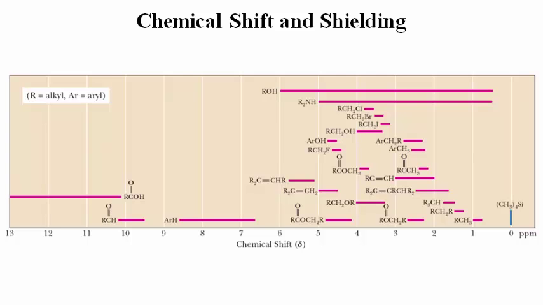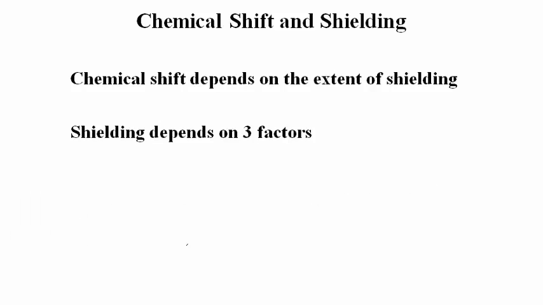As you can see on the bottom right hand side at 0 ppm, that's our TMS, our reference, and then a variety of hydrogens attached to different functional groups at varying chemical shift values. And so you'll use a chart like this, or this information, to solve NMR spectral problems. Now the chemical shift of a particular type of hydrogen depends primarily on the extent of shielding that it experiences. And this shielding in turn depends on three factors.